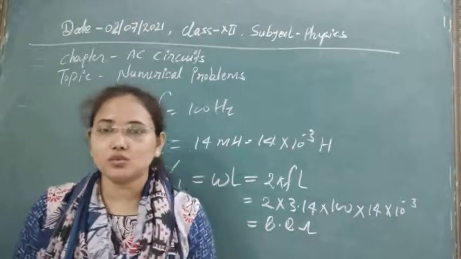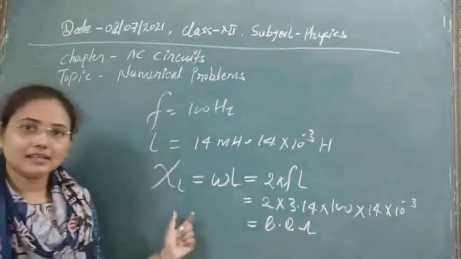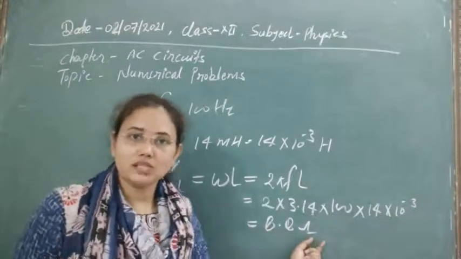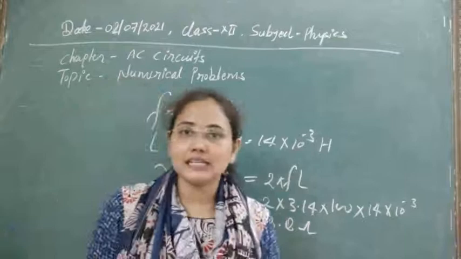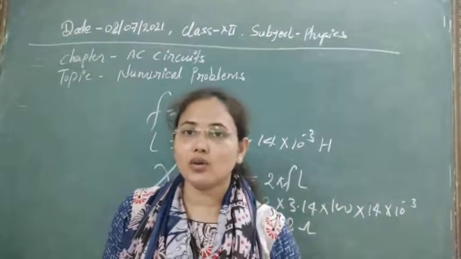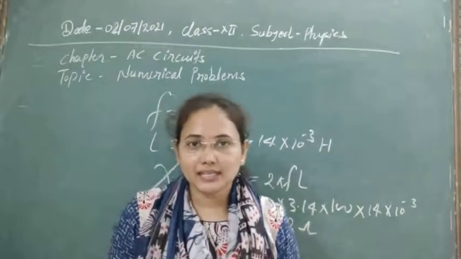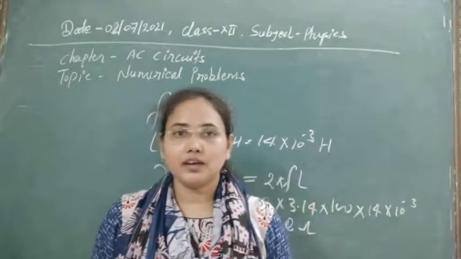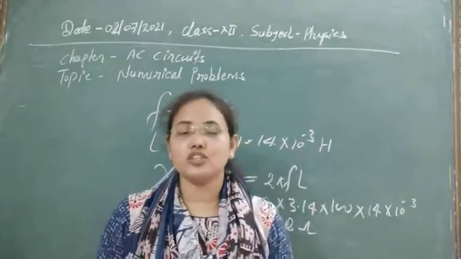One more thing, as I told you: this reactance is the opposition offered by the AC circuit to the alternating source. Since it is an opposition, its unit will also be ohm. It is a kind of resistance too, but for a conductor we call it resistance, while for AC circuits, in a generalized way, we call it reactance, and for any kind of circuit we can change its name.